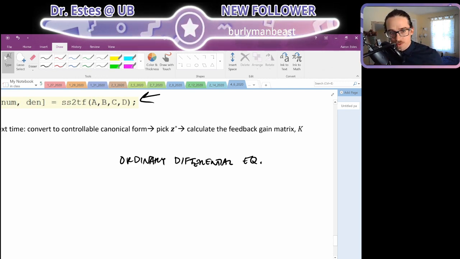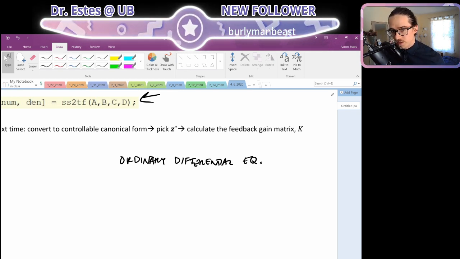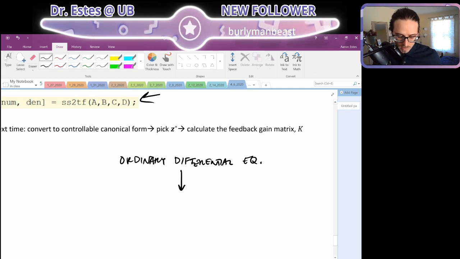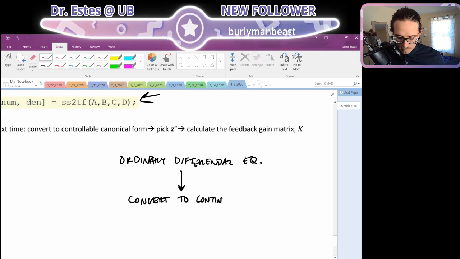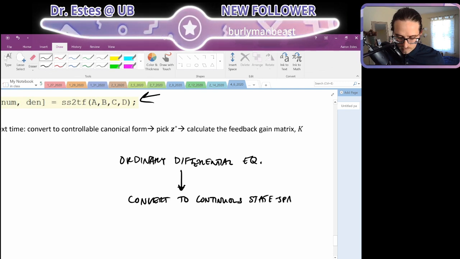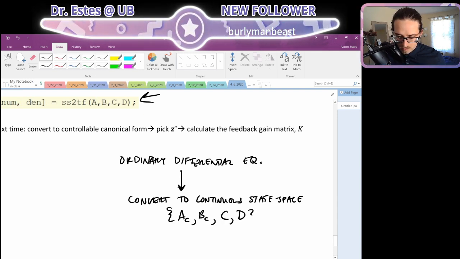Now, if you want to use digital controls techniques, whether that's root locus or state feedback, you need to convert this to a discrete time model. So what I'm proposing, this is the easiest way. Convert to continuous time state space. So that means you're going to get AC, BC, C, D.